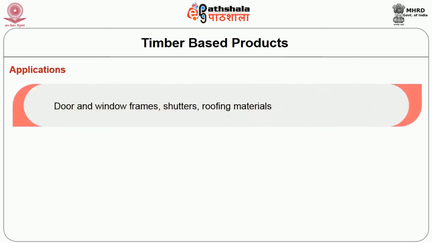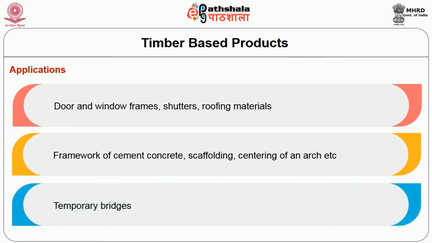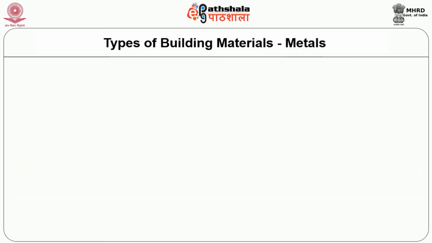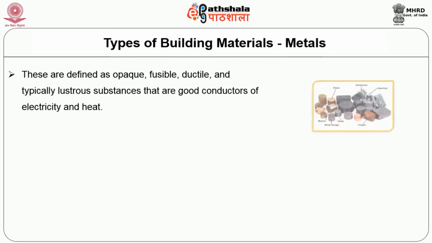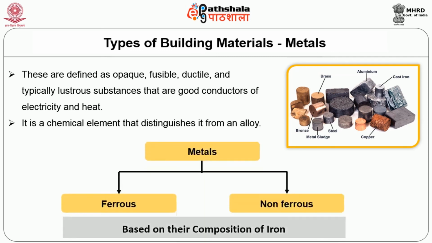Applications: door and window frames, shutters, roofing materials, framework of cement concrete, scaffolding, centering of an arch etc., and temporary bridges. Metals. Metals are defined as opaque, fusible, ductile and typically lustrous substances that are good conductors of electricity and heat. It is a chemical element, which distinguishes it from an alloy. Metals are classified into ferrous and non-ferrous based on their iron composition.